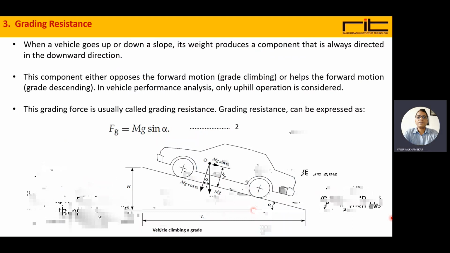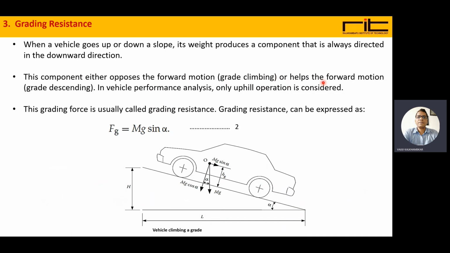When a vehicle goes up or down on a slope, its weight produces a component that is always directed in the downward direction. You can see here, if this is the weight component, it will have one component mg cos alpha, another is mg sin alpha, the sine component. So one component is in the downward direction, another is parallel. This component either opposes the forward motion, that is grade climbing, or helps the forward motion, grade descending.